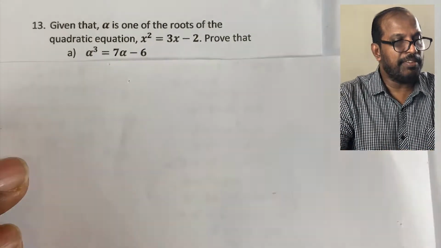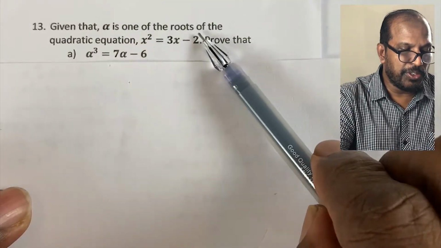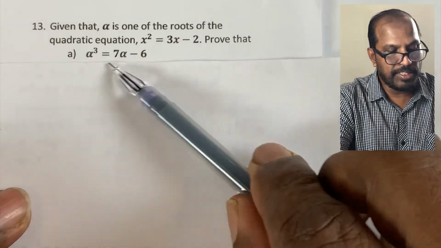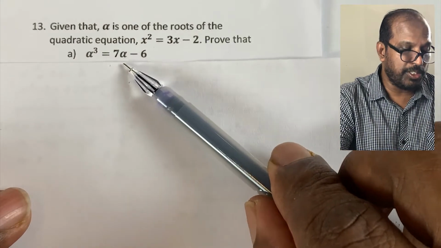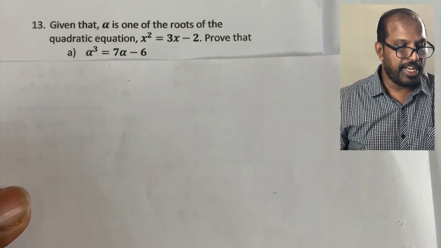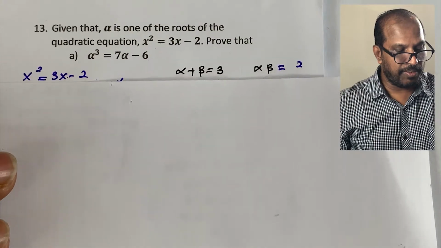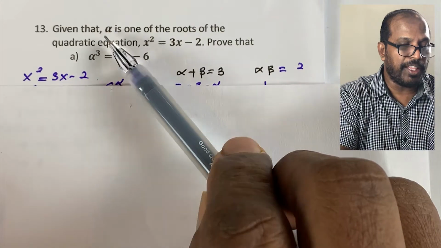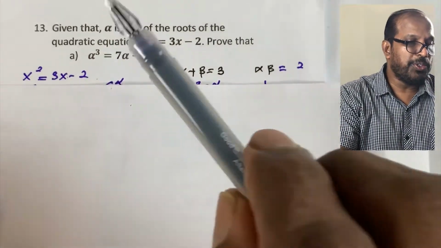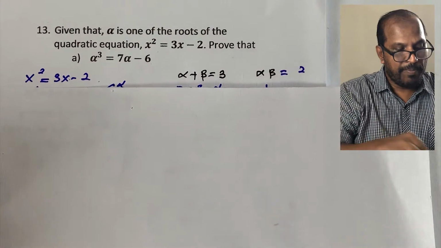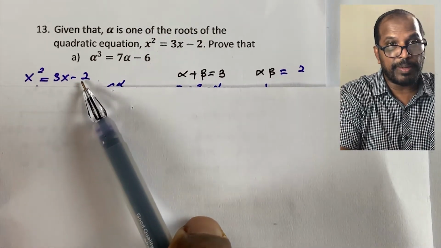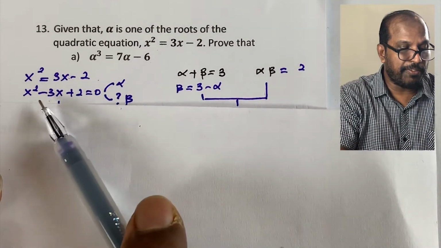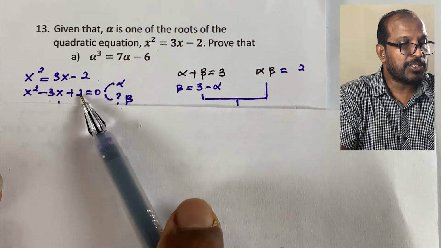In this question, they're given that alpha is one of the roots of the quadratic equation x squared equals 3x minus 2, and we must prove that alpha power 3 is equivalent to 7 alpha minus 6. Now, we are only given alpha as one of the roots, but we don't have the other root. So how are we going to do this? Since the equation is x squared equals 3x minus 2, we write it in the form ax squared plus bx plus c, therefore x squared minus 3x plus 2 equals 0.